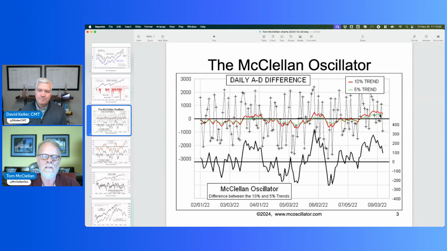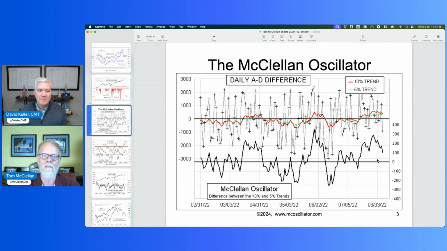And the key insight that my parents had back in 1969 was they looked at the difference between the two moving averages, as opposed to just looking at each moving average on its own. And that difference is what we call the McClellan Oscillator. So if you can imagine the mathematical difference between the red line and the green line, that is the McClellan Oscillator that's shown in the lower part of the chart.